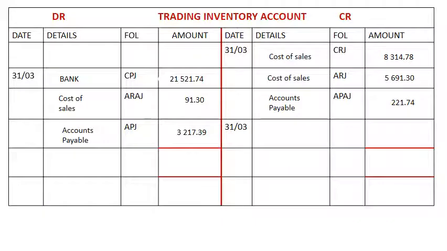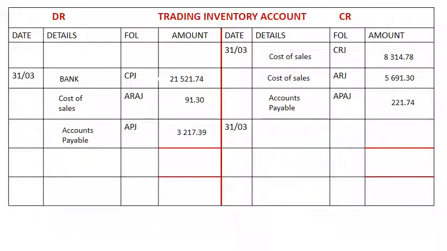In our example, we were not given the opening balances. In most cases, opening balances are given for certain accounts. Let's assume that we were given opening inventory as 5,100. This entry will be shown on the debit side of trading inventory. Why? Because trading inventory is an asset. Therefore, for an asset account, all opening balances will be reflected on the debit side of that account.